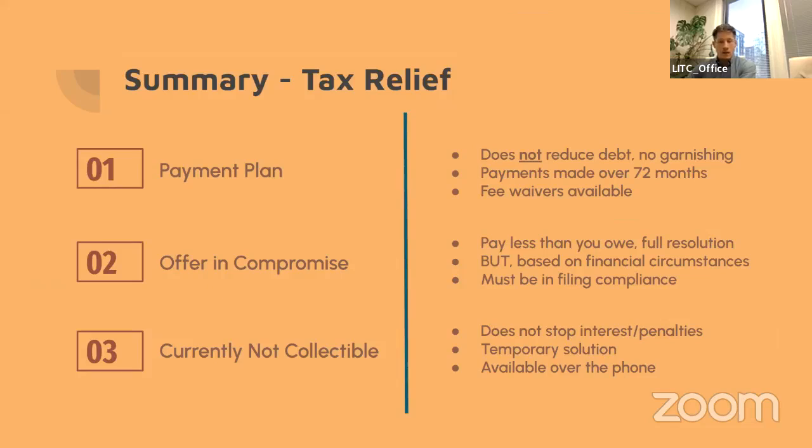Finally, currently not collectible, it's a temporary solution. It doesn't stop interest or penalties from accruing, but it's very easy to get into. You can call the IRS over the phone. It's very attractive for clients who are in a tough financial spot and don't feel that they can make those monthly payments, and again, are not really eligible for the offer in compromise.